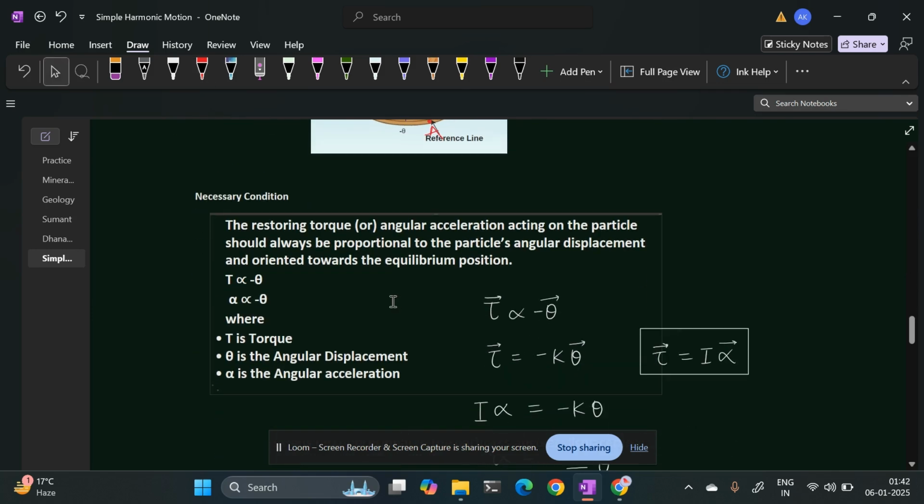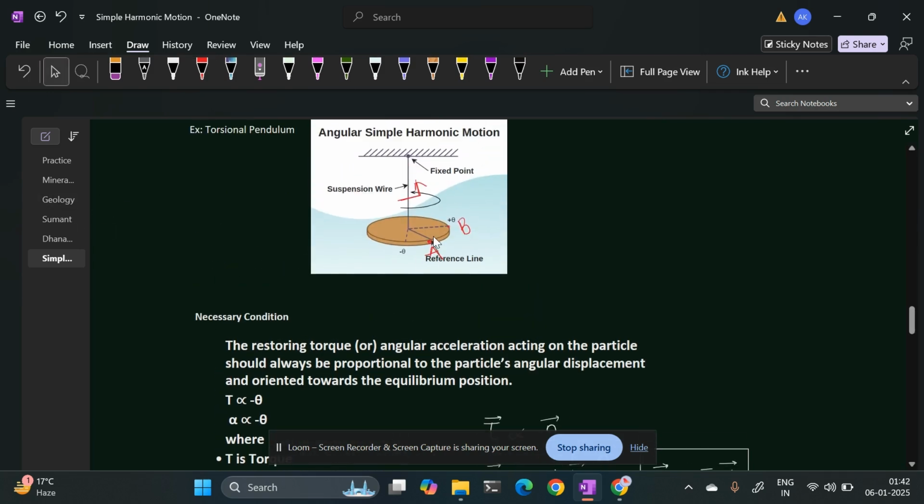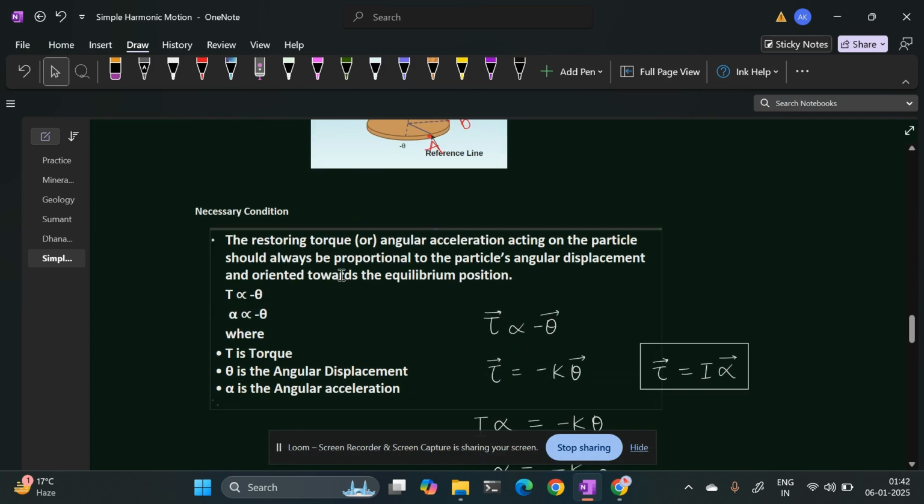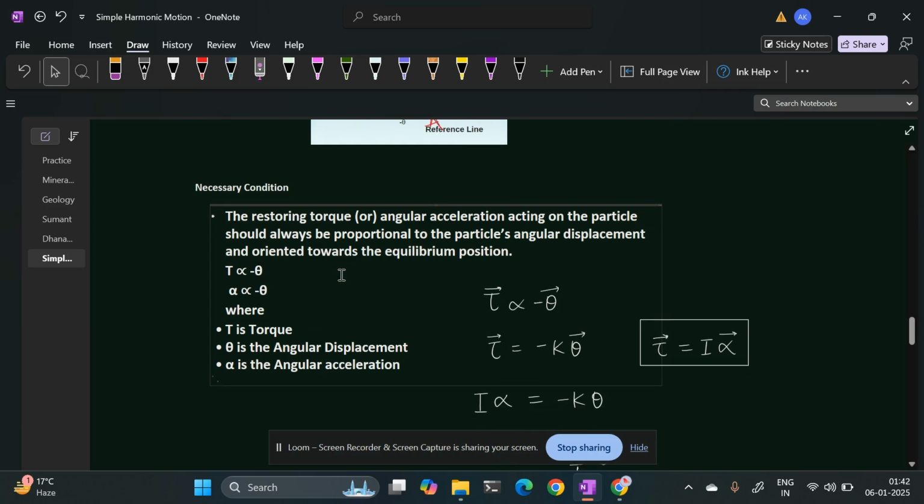So what is the necessary condition for the angular SHM? In this case, the main thing is what torque is applied. The necessary condition is that the restoring torque on the particle should always be proportional to the particle's angular displacement and oriented towards the equilibrium position. So just take the analogy from linear SHM. There, the restoring force is directly proportional to minus x, or acceleration is directly proportional to minus x. Here the same thing is replaced by torque.